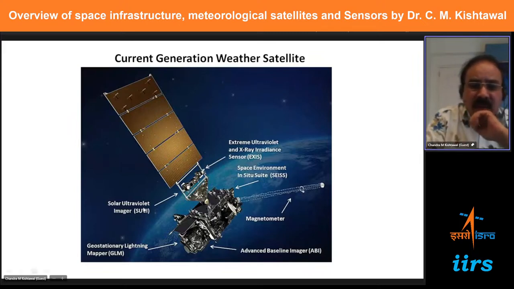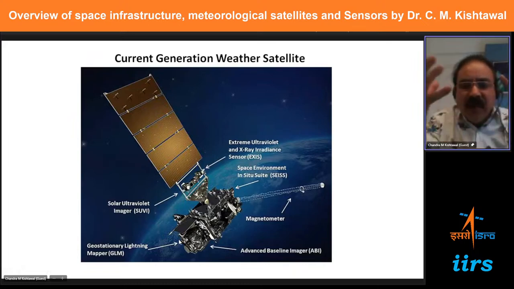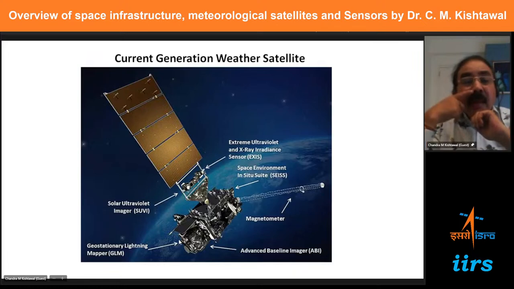Then there are two instruments which are dedicated to the ultraviolet range, and they are basically used for monitoring the solar weather. Then it has this very interesting instrument, the geostationary lightning mapper. So basically, this instrument tells you the lightning within the clouds. So it detects the lightning. It is operational all the time, which means it takes observations every millisecond, and it is tuned to a very particular wavelength.